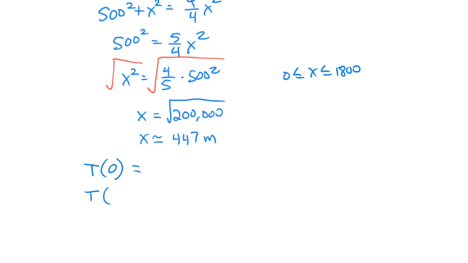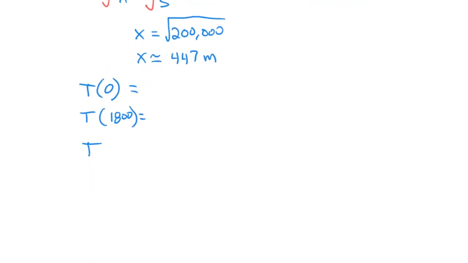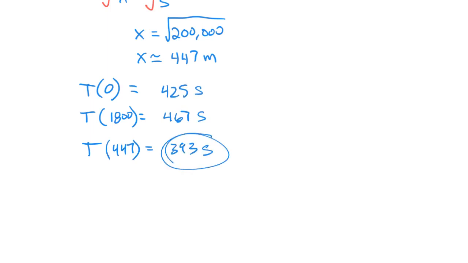So we plug in the two endpoints and we get these two. And then we plug in the critical number. So to plug in the critical number, we plug in our 447. And when you do this, you're going to see that this is about 425 seconds, 467 seconds, and this is about 393 seconds. So this one is the fastest way to do it.